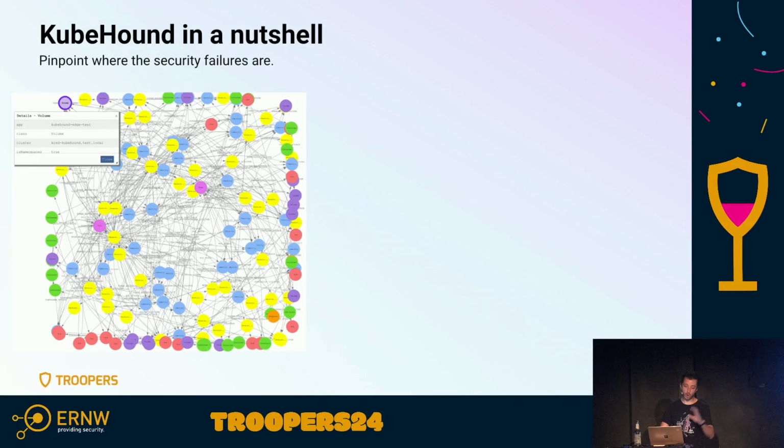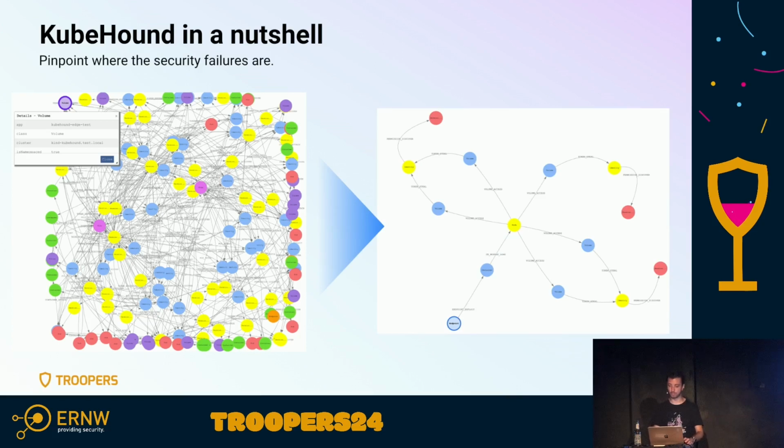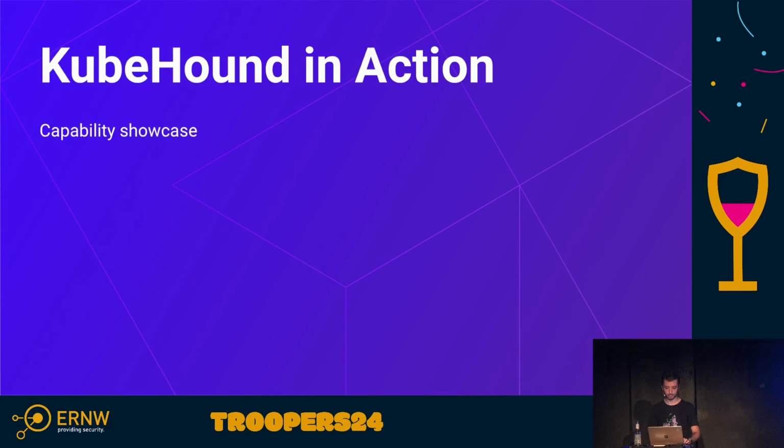You will see a little bit later that your cluster actually has a lot of attack paths. But the goal is really to get from this kind of a lot of stuff, kind of worms, to pinpoint the ones that actually matter. That's also what we want KubeHound to achieve: having this ability to pinpoint where the real security problems are, and what you want to tackle.